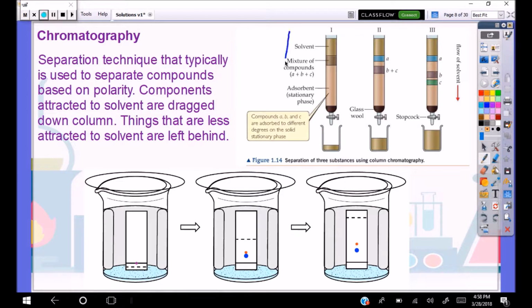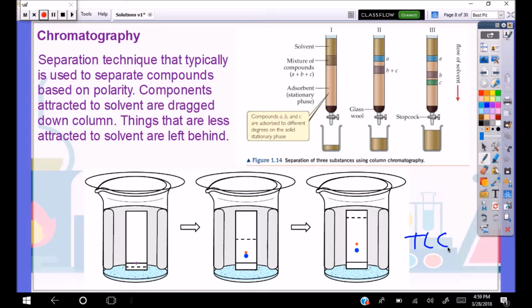So in column chromatography, you tend to see that you've got a stationary phase, which is typically sand. It's nonpolar. And then you've got a polar solvent, and that polar solvent mixes with your mixture, and they start to separate out based on polarity, and you get distinct regions or bands where those things separate out. And again, it's all based on polarity. If something is more attracted to the solvent, it will go further down the column. If it's less attracted to the solvent, it will stay at the top. Same deal with thin layer chromatography down here, sometimes referred to as TLC.